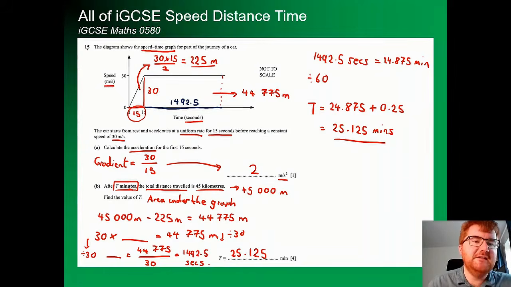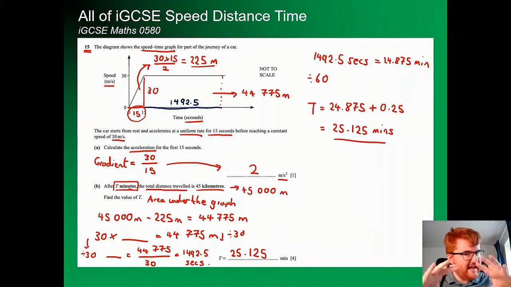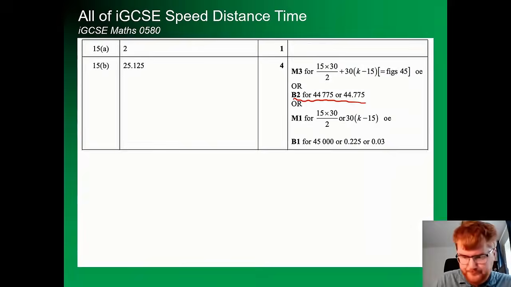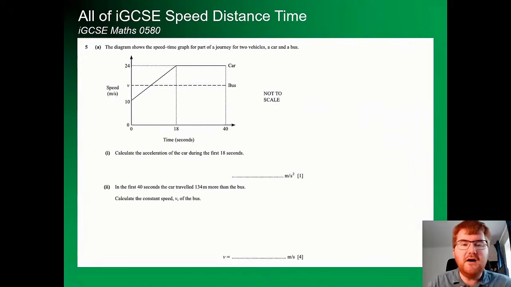You can see here, this is question 15, and really gets you thinking about, I know I need to find the area under the graph. I'm kind of working backwards to then find the time. And you can see the working here. I've taken this approach, so this one here, and then use that to then work out what I need to get to 25.125. Right, on to our next question.